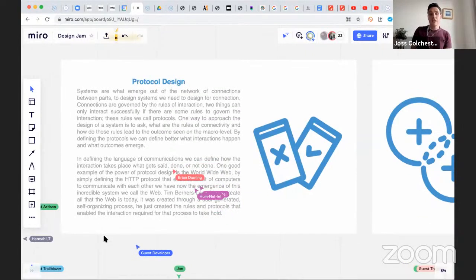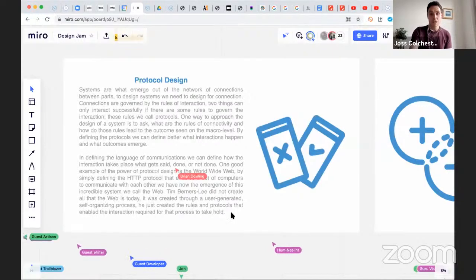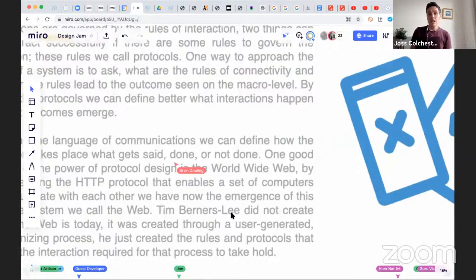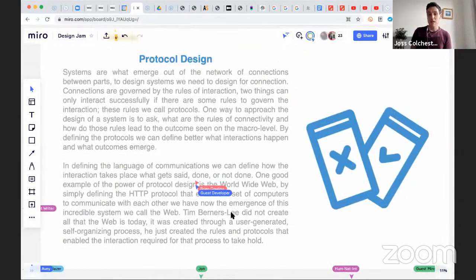By simply defining the HTTP protocol that enables a set of computers to communicate with each other, we have now the emergence of this incredible system we call the World Wide Web. Tim Berners-Lee did not create all that the web is today. It was created by users. It was a user-generated self-organizing process. He just created the rules and protocols that enable the interaction required for that process to take hold.